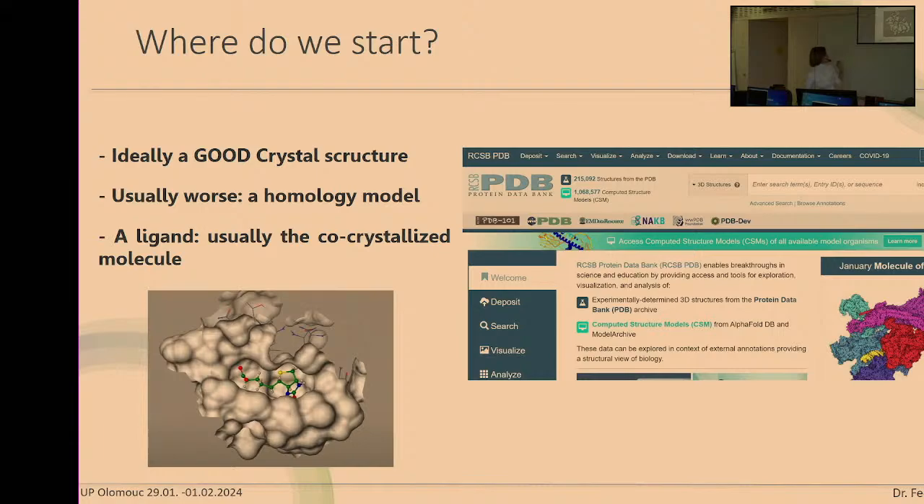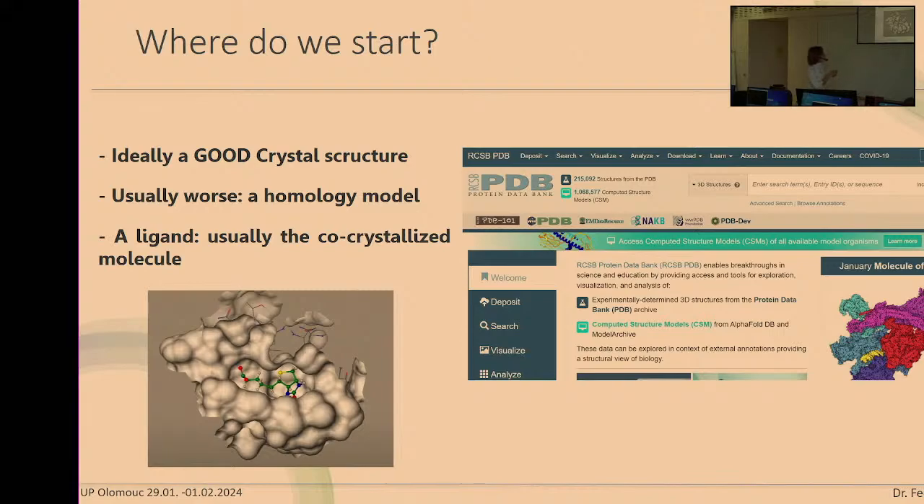When it is not possible, we can use also a homology model. But in this case, we have to be very careful because prior to the docking calculation, we have to check the quality of our homology model. So if we have a bad homology model, we will have bad docking results. Okay? So, inaccuracy in the binding affinity or artifacts in the docking calculations.